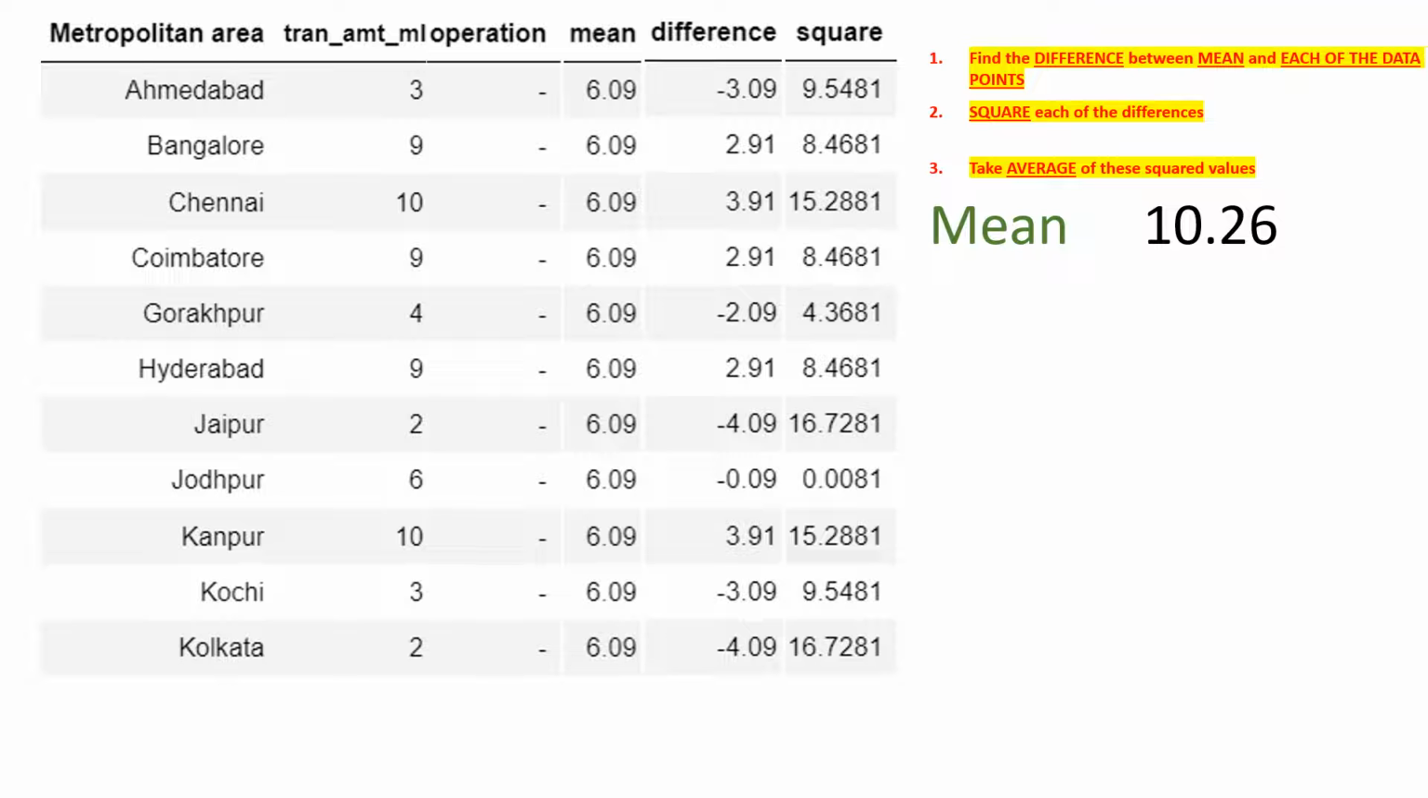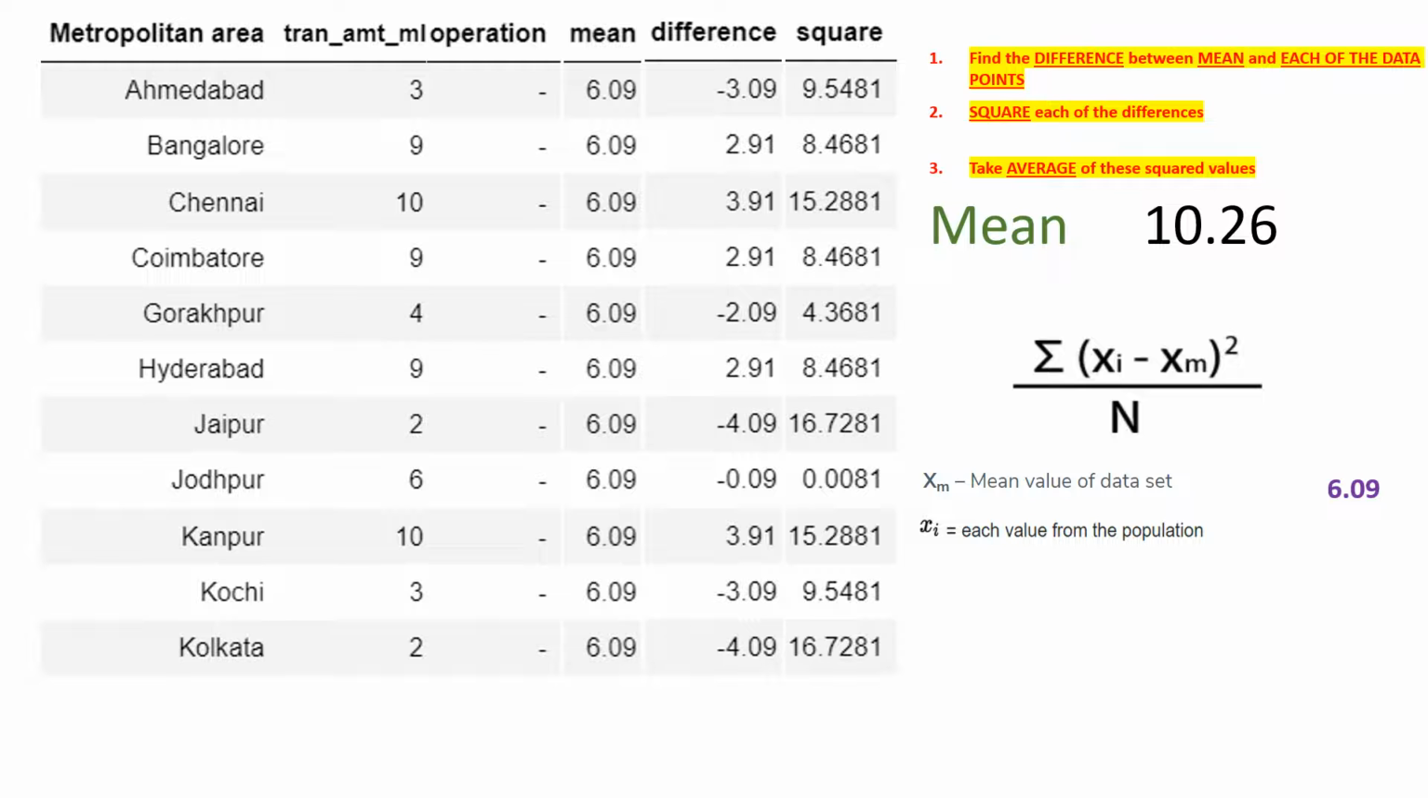So now when you summarize this data, you can say that the average transaction amount of these cities is 6.09 with a variance of 10.26. Now that gives a good understanding of your data. Let's have a look at its definition and formula and try to understand each of these elements. So here comes the first one. This is the mean value of the dataset, which we found to be 6.09.